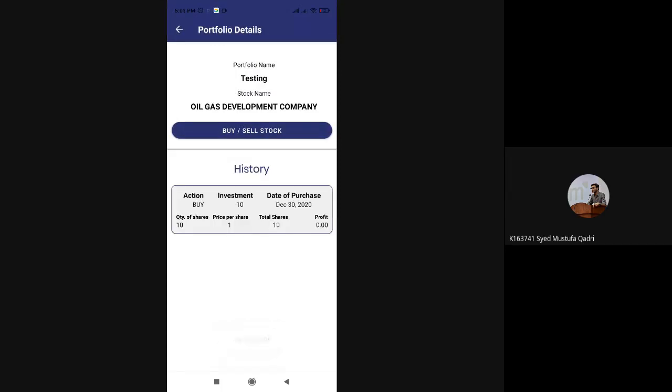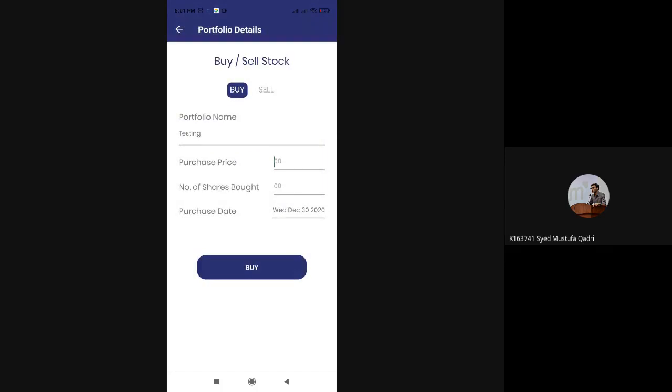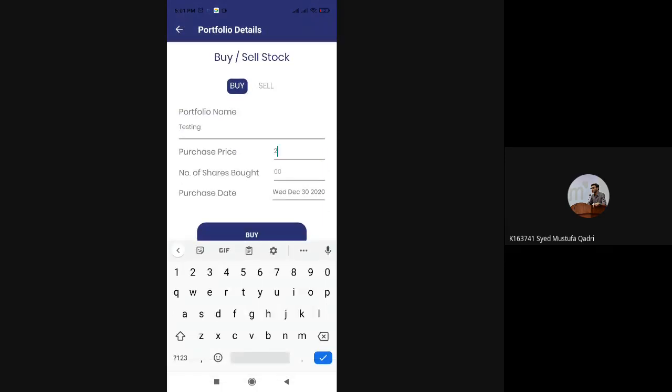Here I can see that my transaction history is coming. Here the parameters show the action, that I have bought the stock, my total investment, date of purchase, quantity of shares, price per share, total shares, and profit, which is obviously zero because I have not sold anything yet. So let me buy another stock. Let's say this time I am choosing the price 2 per share. And again the amount will be 10.